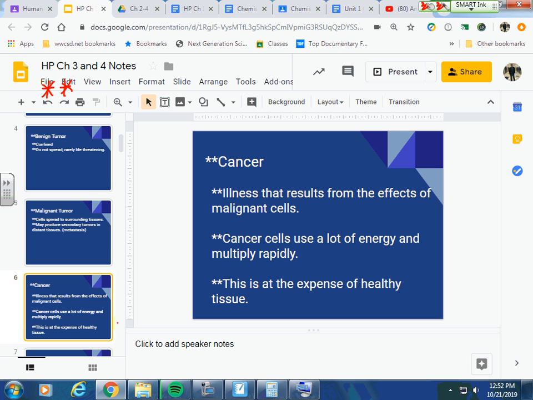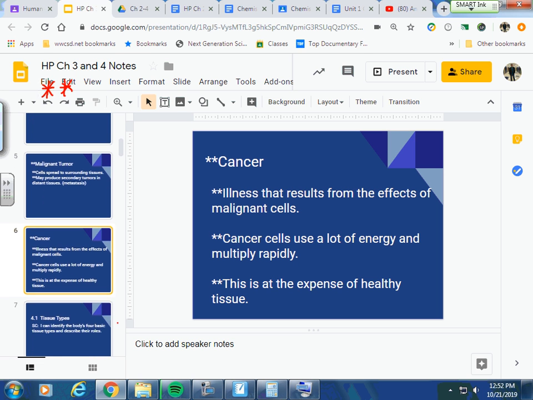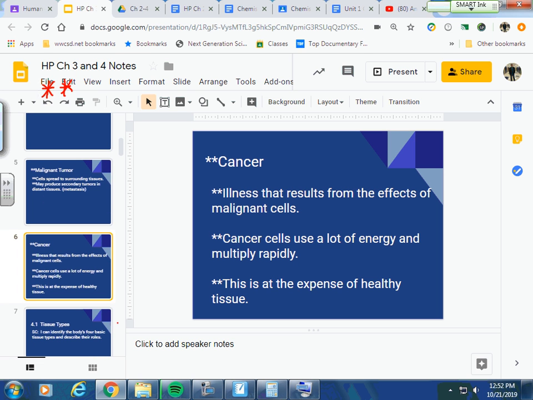Okay. So make sure you know what cancer is, and you'll be all set. So that is the new stuff for the quiz tomorrow, and you will also have an opportunity at the old learning targets. So good luck.